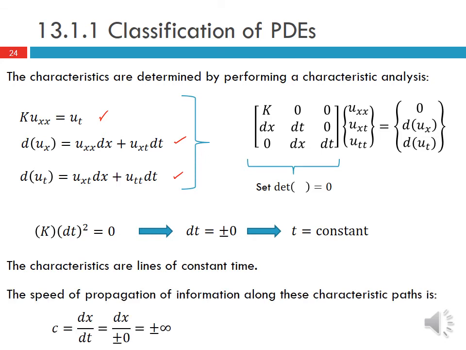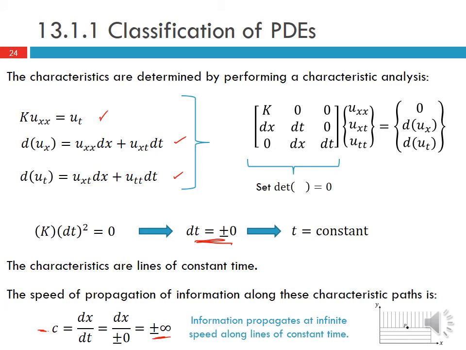So the speed of propagation of information along these characteristic paths is given by here. So c, the speed of information propagation, is dx by dt, and we said that dt was equal to plus or minus 0. So the speed here is plus or minus infinity. So the information propagates at an infinite speed along these lines of constant time. So you can see that everything kind of flows together. This whole line kind of propagates in time.